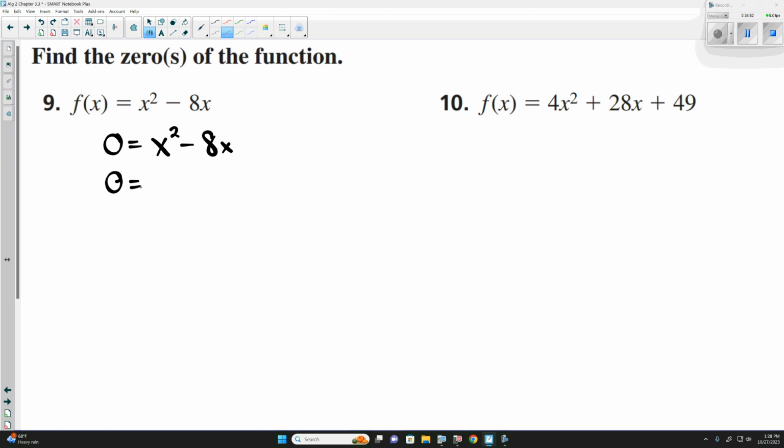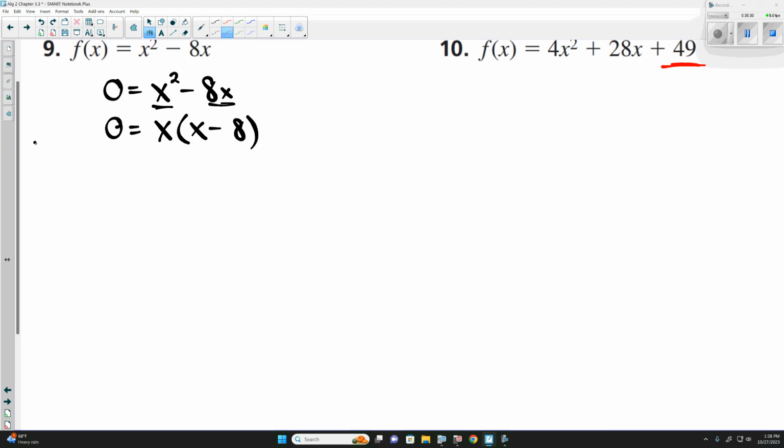Is there a greatest common factor between x squared and 8x? Do they have something in common? X, yes. Up to this point, we've had some number added to it that prevents x, a variable, from being in common in every term. Here we don't have it. Both of these do have an x in common, so we can factor it out. If we factor an x out of x squared, we have x. If we factor an x out of 8x, we just have 8.